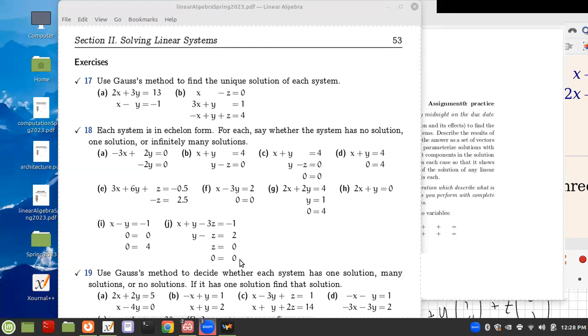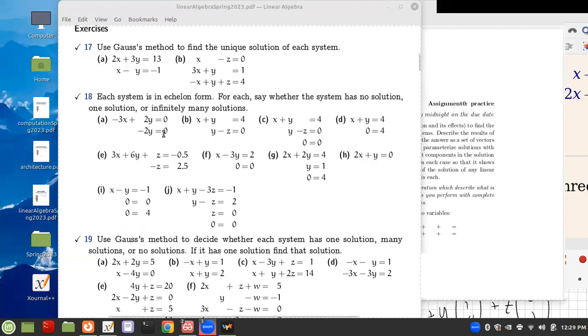What do you think for J? One solution, infinite? One, yeah. Some people in class have thought one. If you look, X, Y, and Z are leading, no free variable, so it's one solution. This just gives you a flavor that you can tell a lot about what's going on from just the echelon form of the system.